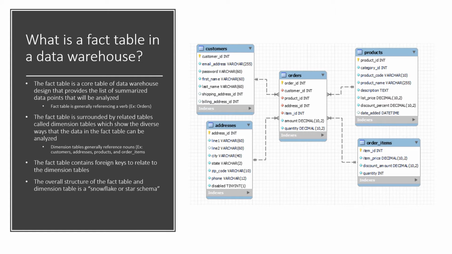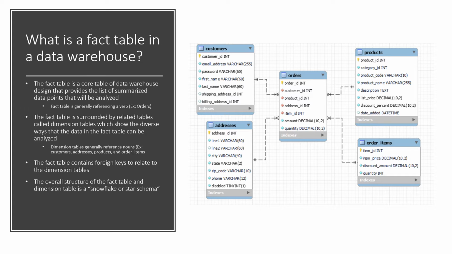So in this example to the right, you see that the fact table in the center of this structure is the orders table. The fact table is generally surrounded by related tables, which are called dimension tables, which show the diverse ways that the data in the fact table can be analyzed. Dimension tables generally reference nouns as well.